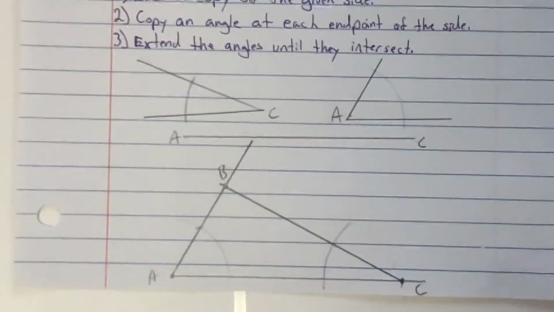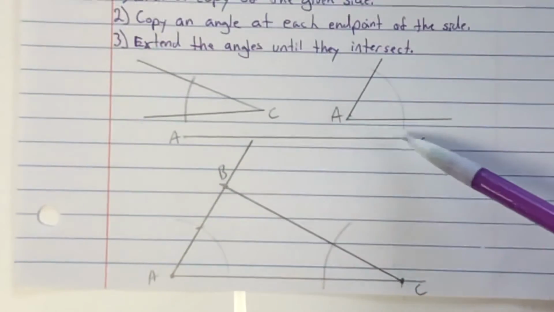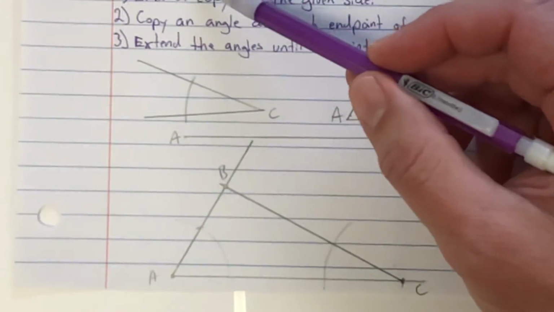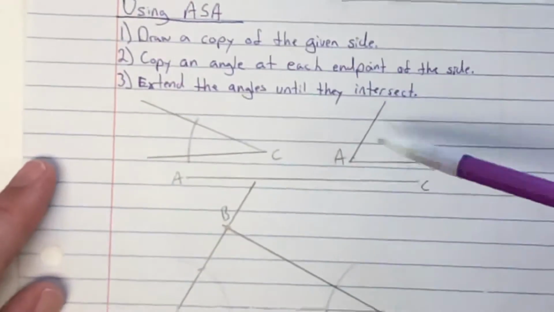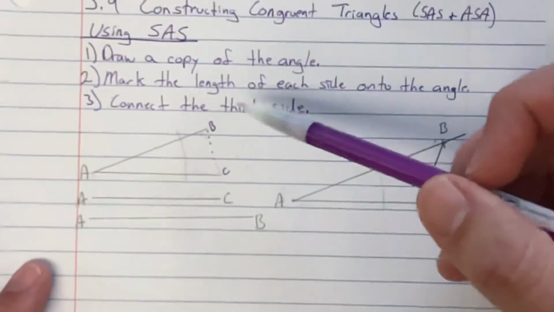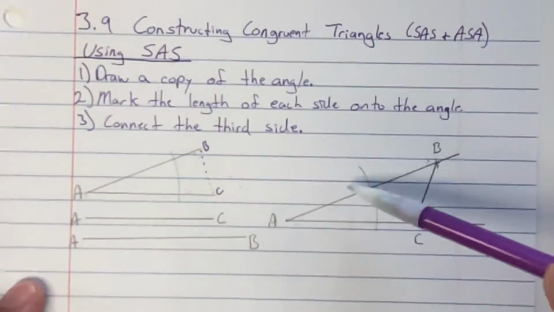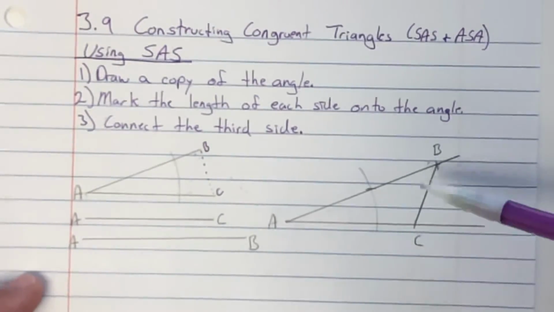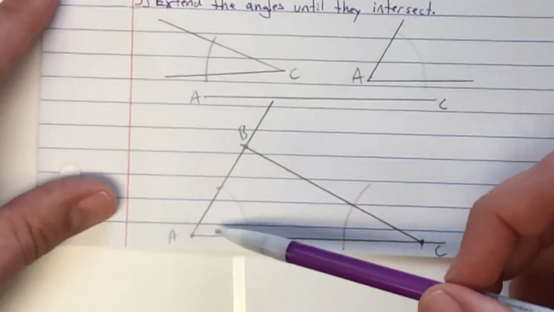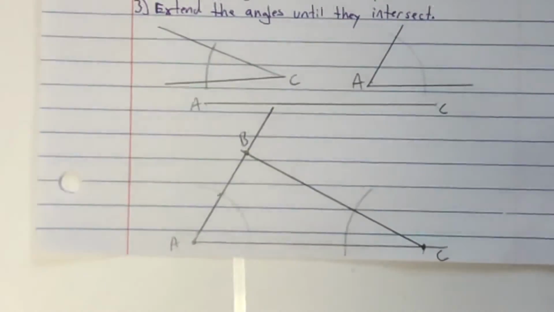One of the tricks for remembering how to do this is that I prefer to start with the middle. In this case, it's angle, side, angle, so I started with the side. And up above, the first thing I did was make the angle and then mark the sides. Down here, I made the side and then I marked the angles. So I like to start with what is in the middle generally and then go from there. All right, there you go.